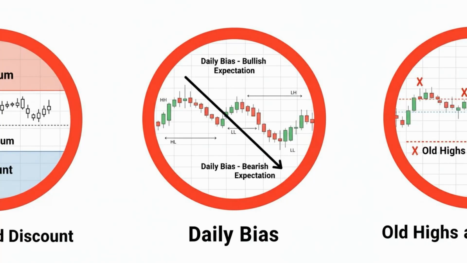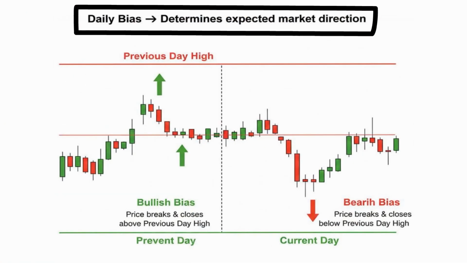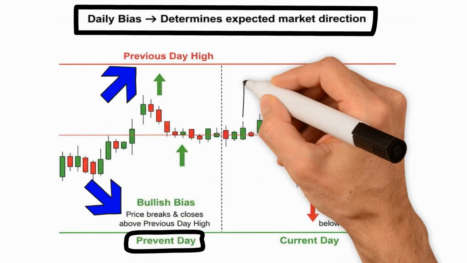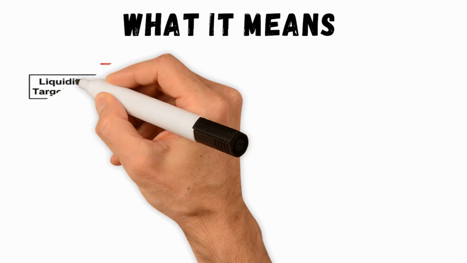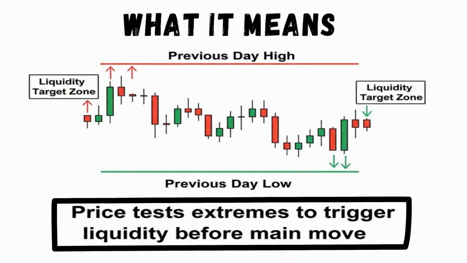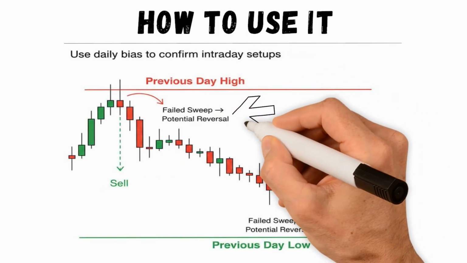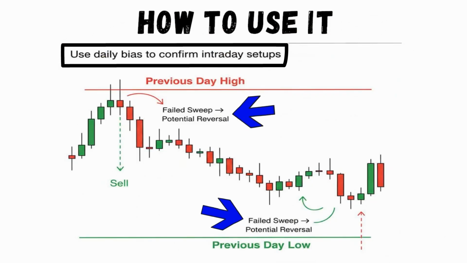Daily bias. Daily bias helps determine whether the next trading day will likely be bullish or bearish. It's based on how price interacts with the previous day's high and low. If price breaks and closes above the previous high, expect a bullish day. If it breaks and closes below the previous low, expect a bearish one. What it means: price action around the prior day's extremes hints at where liquidity is being targeted next. How to use it: mark the previous day's high and low. If price sweeps one side and fails to close beyond it, it might reverse. Use daily bias to frame intraday setups.